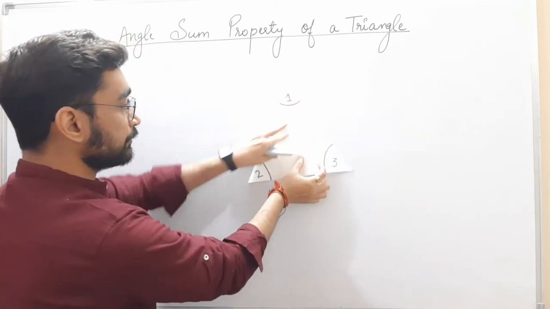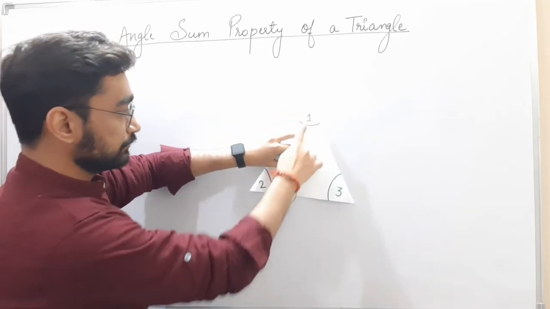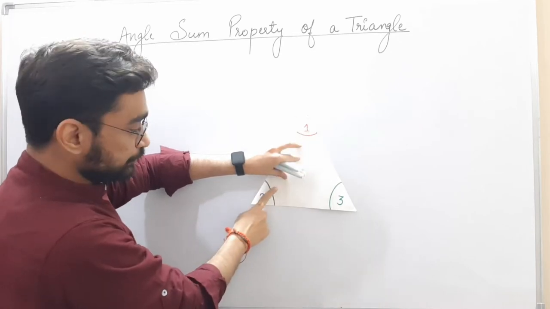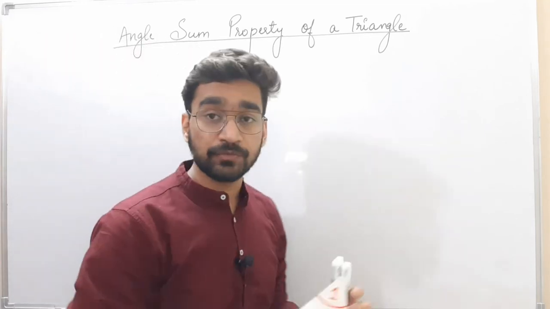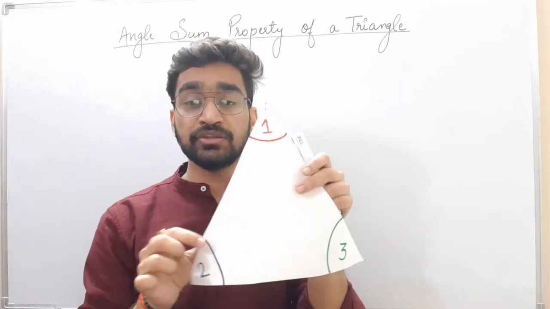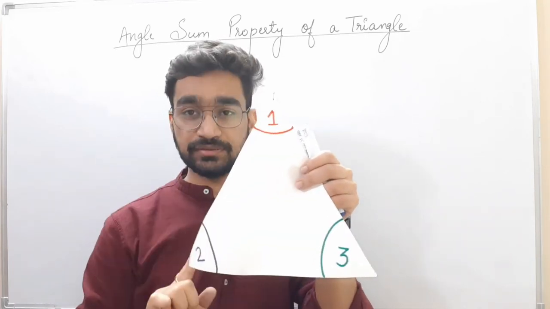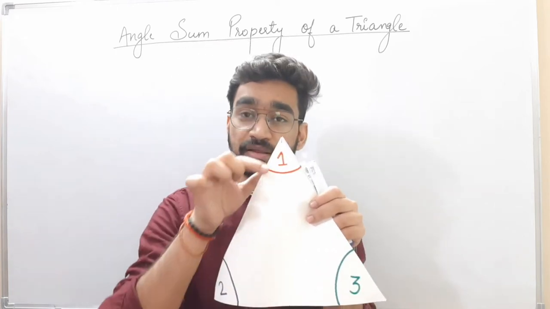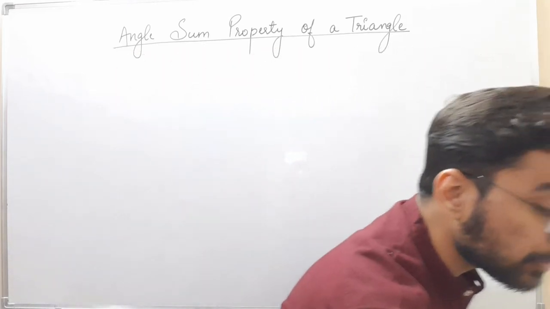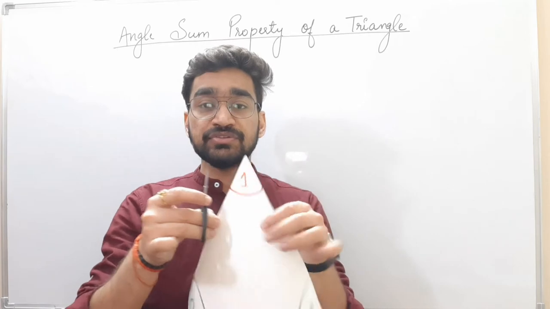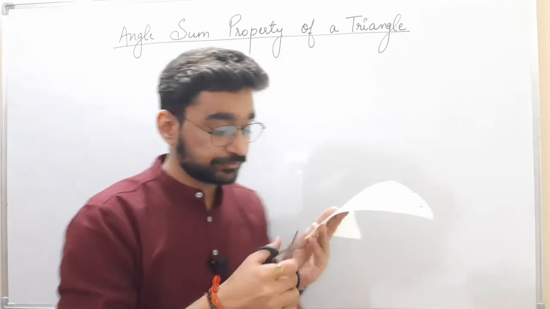A normal triangle I am taking, and I am marking all the three angles here as angle 1, angle 2 as well as angle 3, because we know all the properties of a triangle, that a triangle has three angles, three sides and three vertices. So I am just marking the three angles like that. What I need to do is take a pair of scissors and cut out these angles from here. Let us just do it.